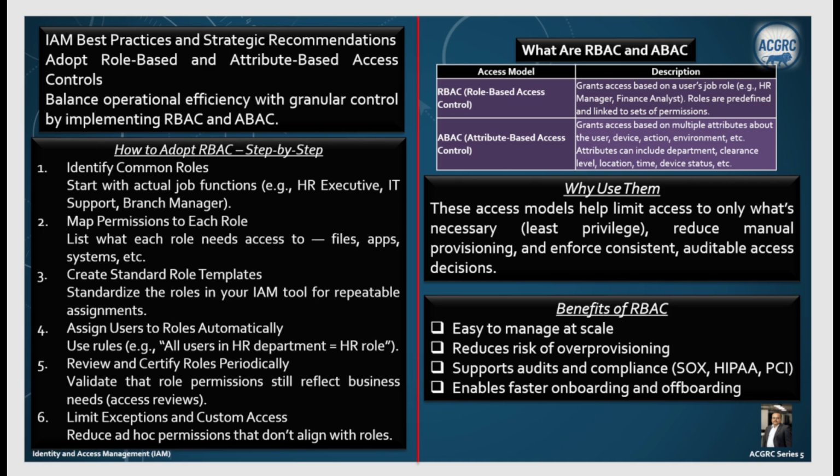Now, what are RBAC and ABAC? Well, RBAC is role based access control, ABAC is attribute based access control. The difference? In RBAC, access is granted based on user jobs and roles. Roles are predefined and linked to a set of permissions. That's role based. Attribute based grants access based on multiple attributes about the user, device, action, and environment. Attributes can include department, clearance level, location, time, device status, etc.